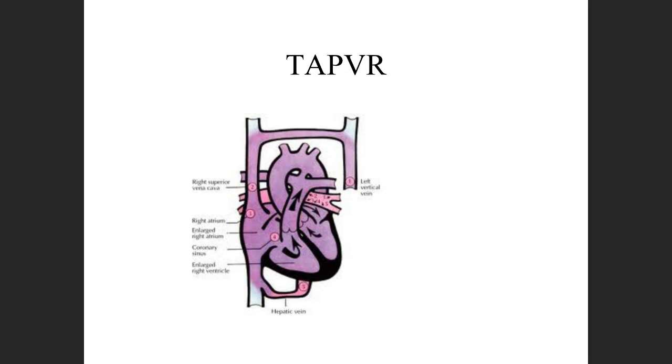There is also partial anomalous pulmonary venous return, where the venous return may come from one side, the right side, or the left side, into the left atrium. And these patients are not as sick or as cyanosed as those with total anomalous pulmonary venous return.